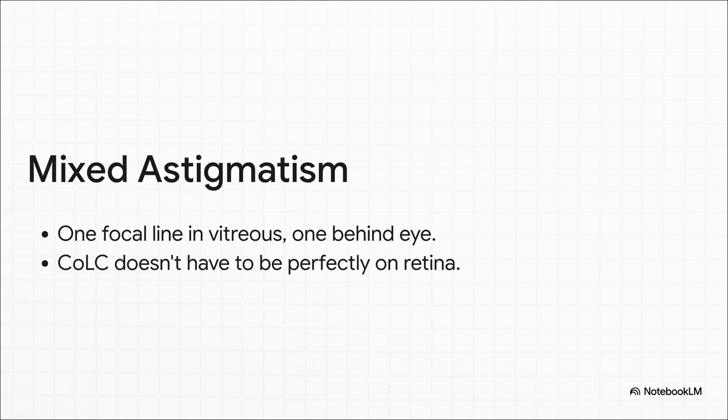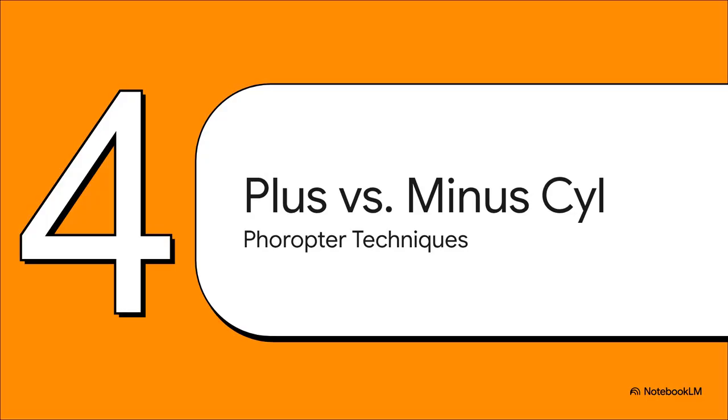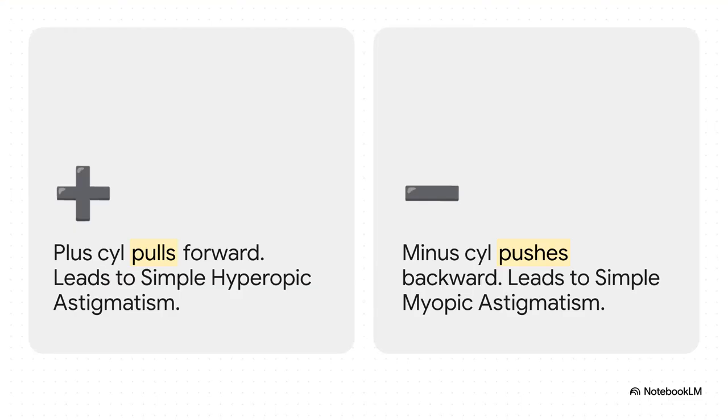As long as the retina is anywhere between the two focal lines, it's mixed astigmatism. All right, Section 4, plus versus minus cylinder techniques. Remember our golden rule from earlier? Plus pulls, minus pushes. So if you're refracting in plus cylinder, your cylinder can only pull a focal line forward. Therefore, because plus side pulls, all roads must lead to simple hyperopic astigmatism before you add your cylinder. You absolutely must leave the uncorrected focal line behind the retina.